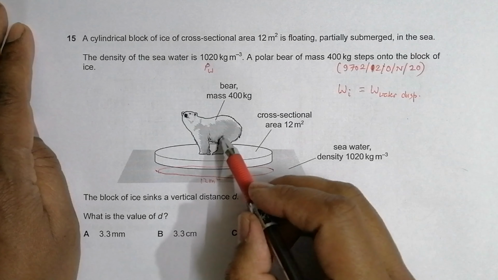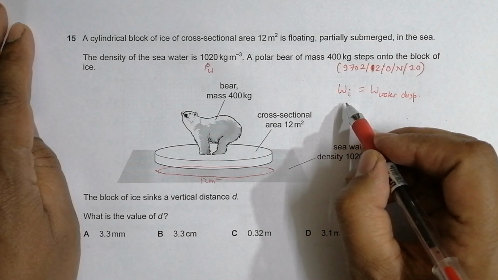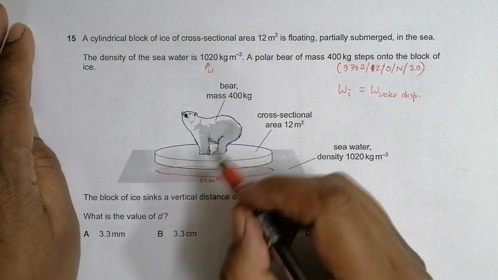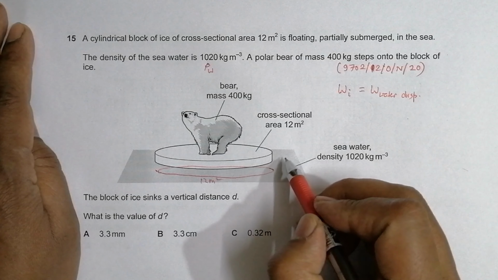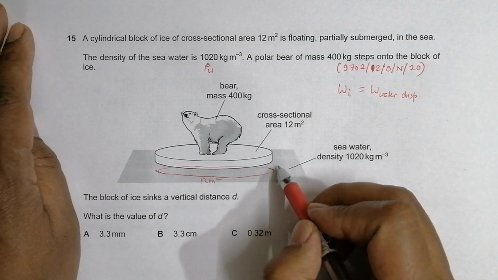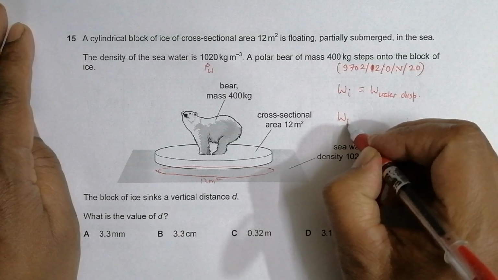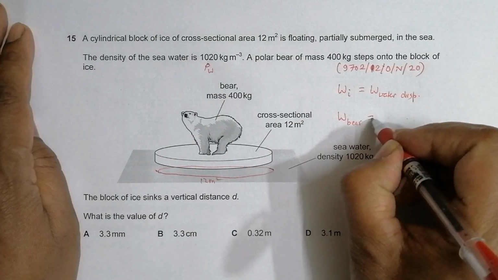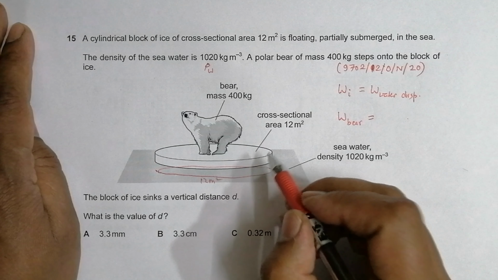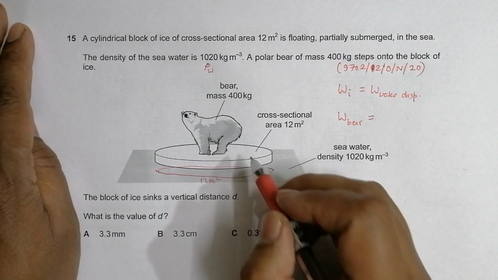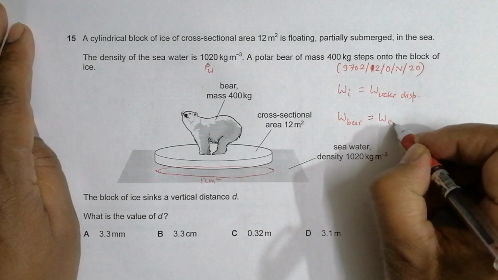Now what happens is when the polar bear steps onto it, the total weight will be increased. The polar bear causes an increase in the weight. It also will displace some more amount of water, and it is still floating. So that means that the weight of the bear should now be equal to the weight of the extra water displaced by it.